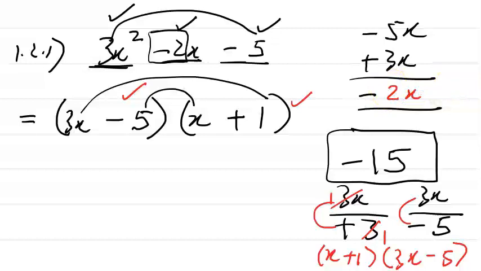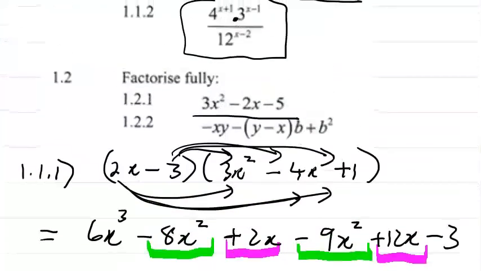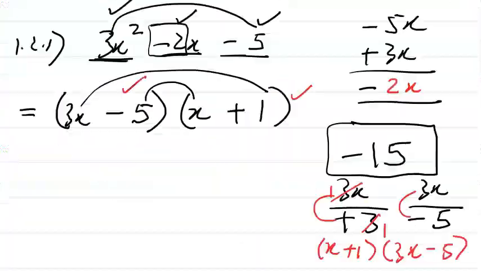Stick to the method that you know and understand. Okay, practice, practice, practice. Next question is 1.2.2: minus xy minus into y minus x times b plus b squared. So here, this looks like a question on grouping. If we open out the brackets, we'll get 4 terms, right? So let's have a look at question 1.2.2.